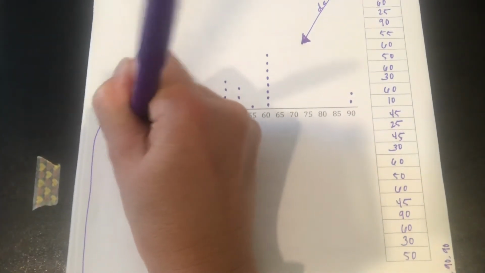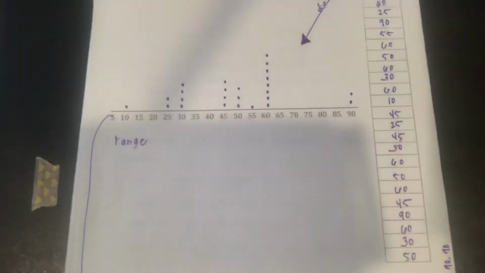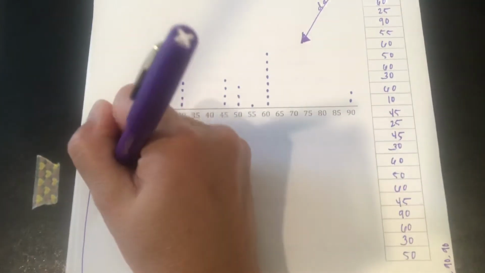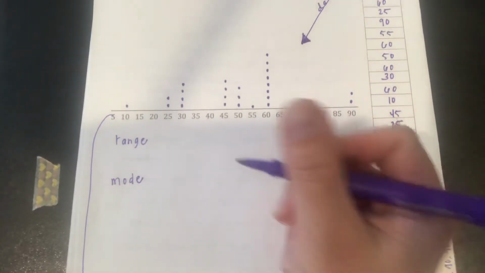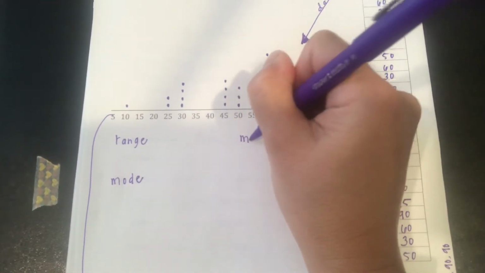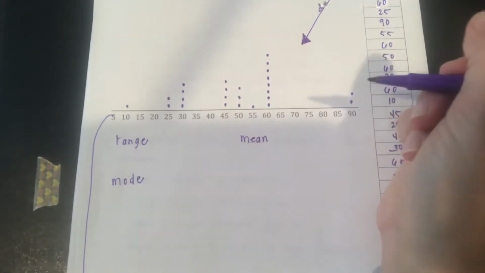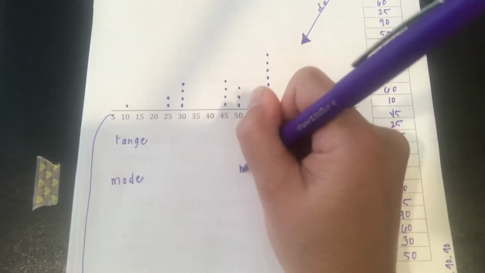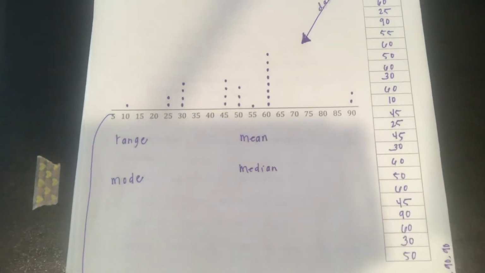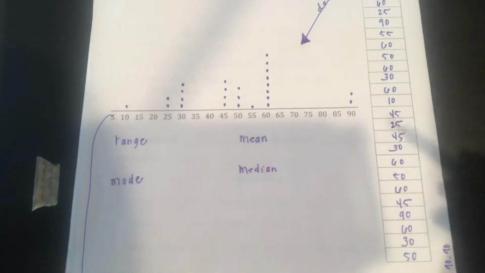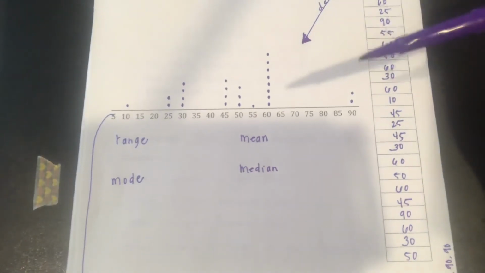are range, mode, mean, and median. Okay, so hopefully you have those written down.